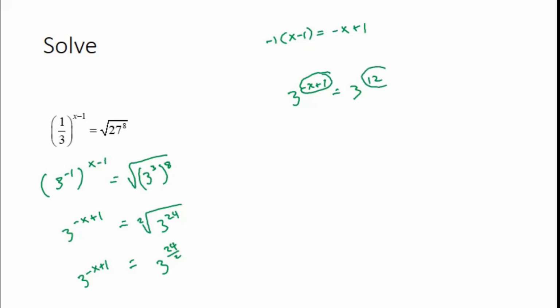So in other words, negative x plus 1 is equal to 12. If we subtracted 1 from both sides, we end up with negative x equals 11. And if we divide both sides by negative 1, then that means that x is equal to negative 11.